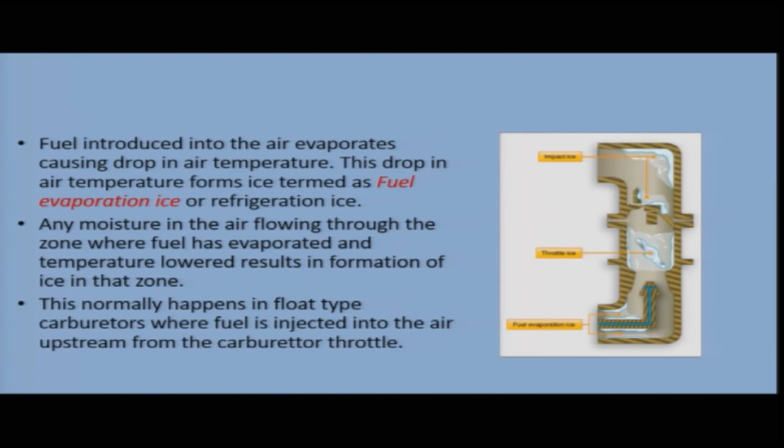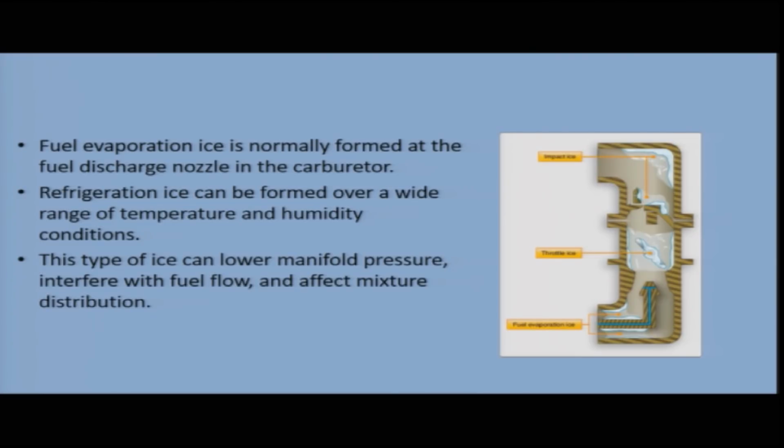This normally happens in float type carburetors where fuel is injected into the air upstream from the carburetor throttle. We will read about the throttle in our further slides. Fuel evaporation ice is normally formed at a fuel discharge nozzle in the carburetor. In the figure you can see the fuel discharge nozzle, and the fuel evaporation ice is forming at the discharge nozzle.